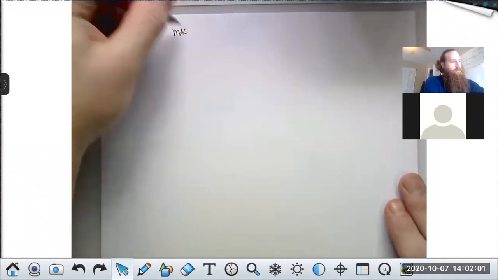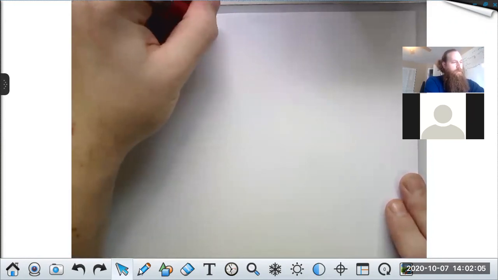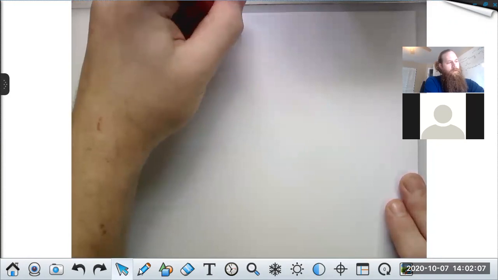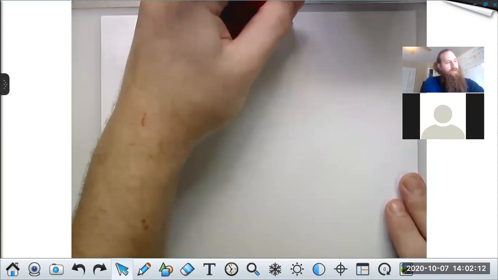This, of course, is MAC1140, Section 4. And today is the 7th of October.